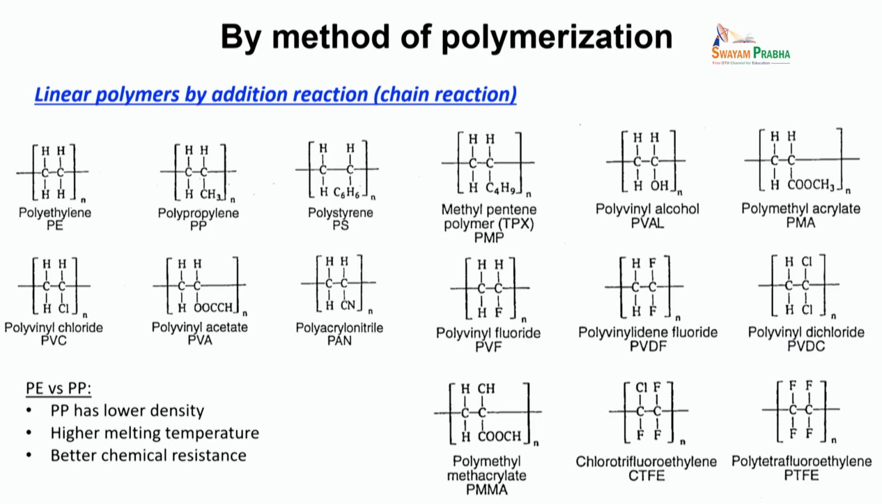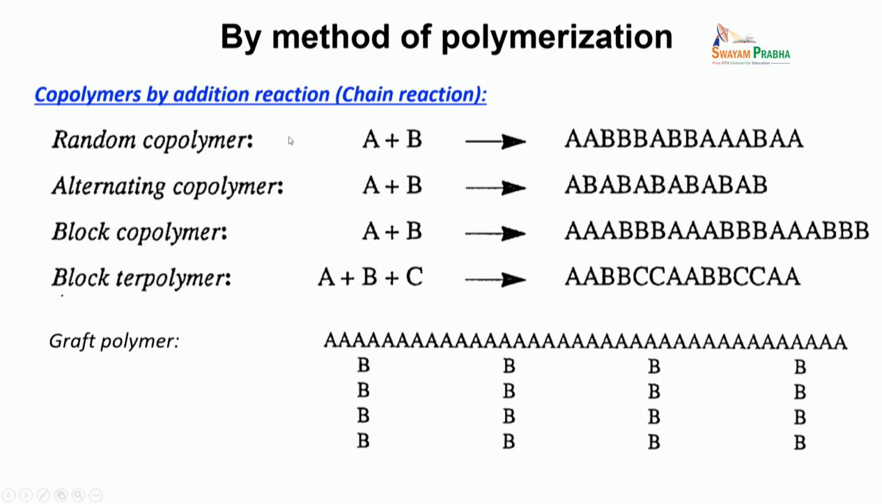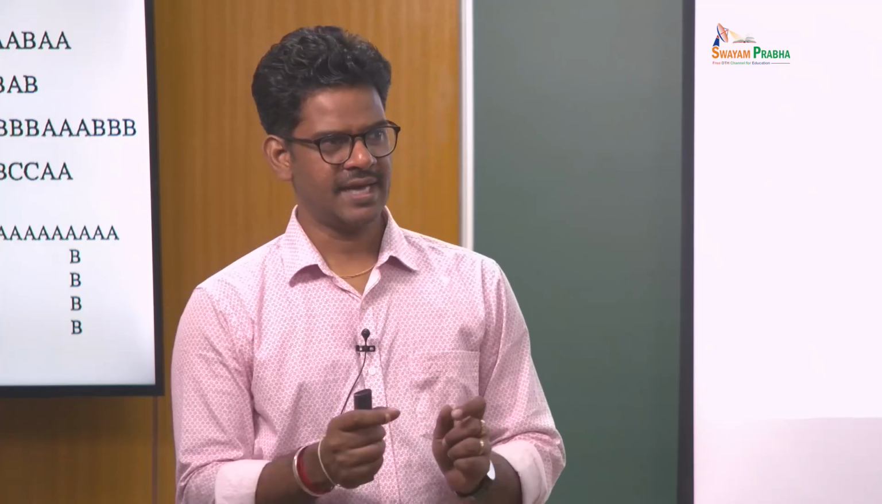All right, so right now we are talking about addition reactions, polymers made through chain reactions. We can also make what are called copolymers. Copolymer means having more than one monomer in the polymer chain. Now the question is, how are these two monomers going to be placed, how are they going to be configured in the main chain? Based on that, we have certain categories.